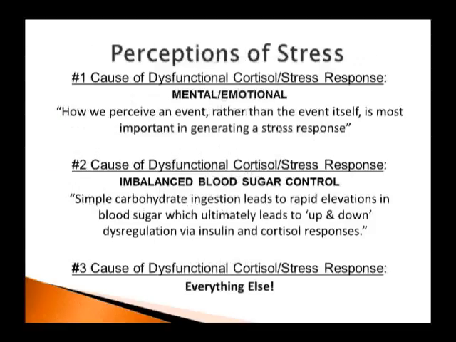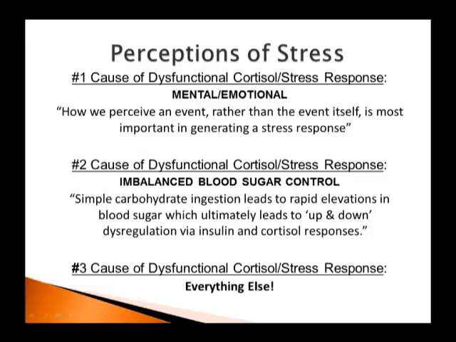Well, one of the things about stress is that for the vast majority of people, the number one cause of a dysfunctional cortisol stress response is mental and emotional. We all have stress, but it's often how we perceive the stressful event, rather than the event itself, that's most important in generating the stress response. So really, the number one cause of a dysfunctional cortisol stress response is our mental emotional state.